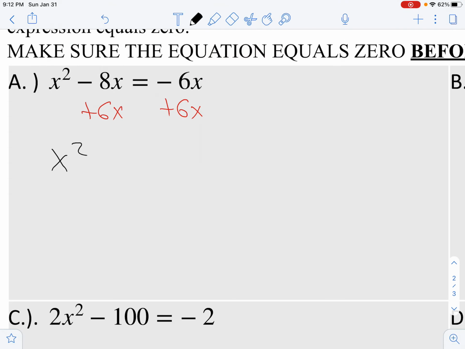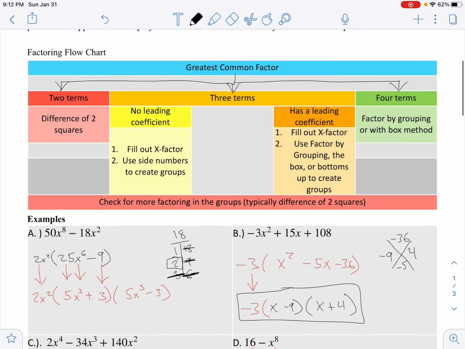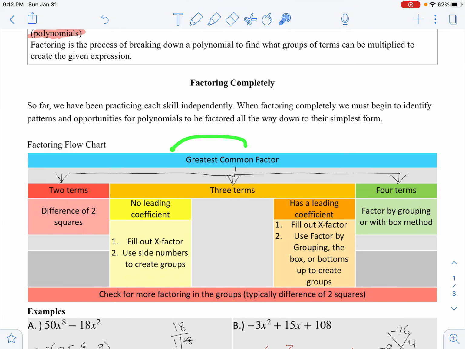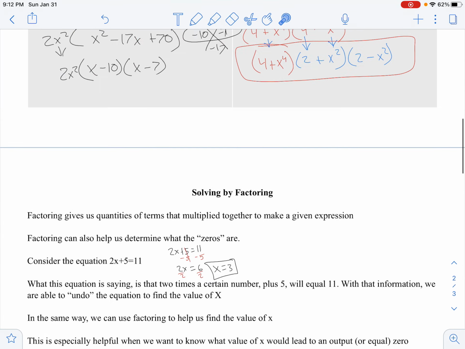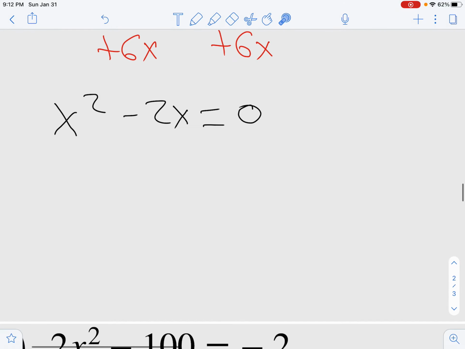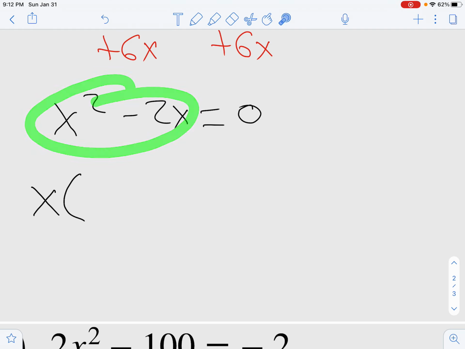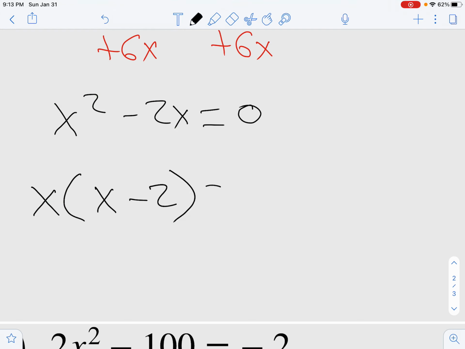I'm left with x squared minus 2x equals 0. Now that I have that, my first step is to look for a greatest common factor. In this problem, I have a common factor of x. When I factor that out, I divide it from both of these. That's going to leave me with x minus 2.